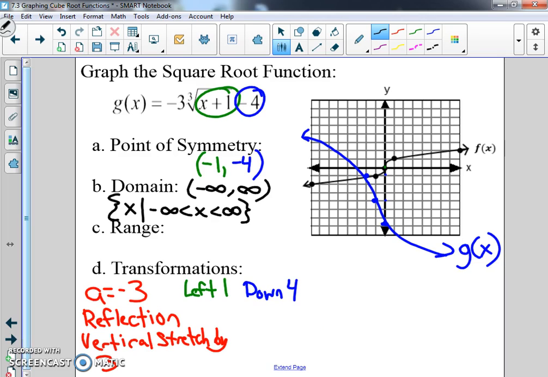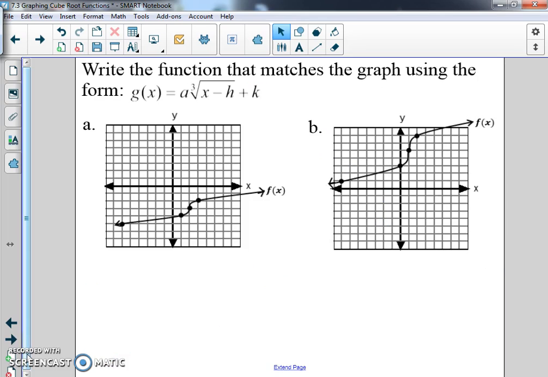For my range, my y values go from negative infinity to positive infinity, or the set of y values ranges from negative infinity being less than y, which is less than positive infinity, and that would also be my range. Now, in this case, we're both going to be given the transform function, and we need to write the equation for the transform function. So we're going to work backwards from the graph to the transform function.